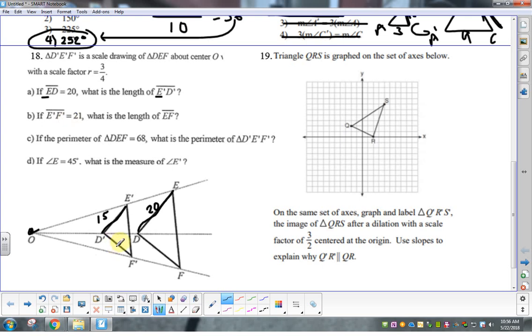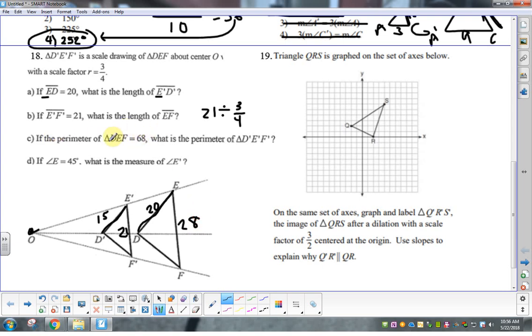If E prime F prime, where are we? E prime F prime is 21. What's the length? So we're going the opposite way. So rather than multiply, I'm going to divide. So I'm going to do 21 divided by 3/4, which is the same thing as multiplying it by 4/3, because with fractions, division is multiplying by the reciprocal. So I do 21 divided by 3/4 or times 4/3, whatever makes more sense to you, and you get 28.